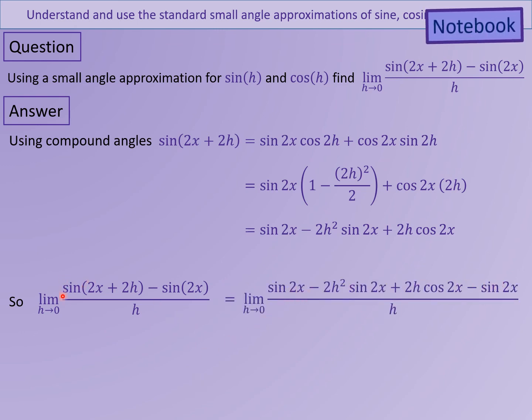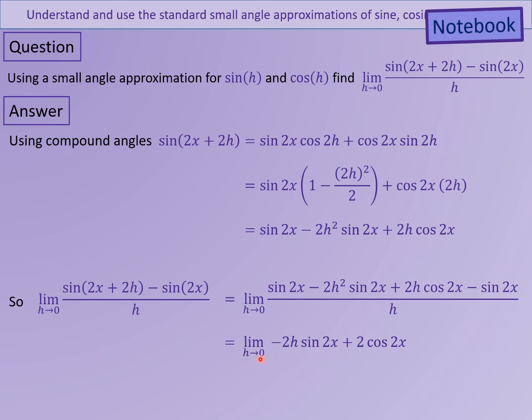Notice this first bit just here was this. Okay, so those bits there. Right, so what happens now? Well, the sine 2x and the minus sine 2x will cancel each other out. The h part there and the h part there will cancel with this h underneath. So I'm ending up with minus 2h sine 2x plus 2 cos 2x.